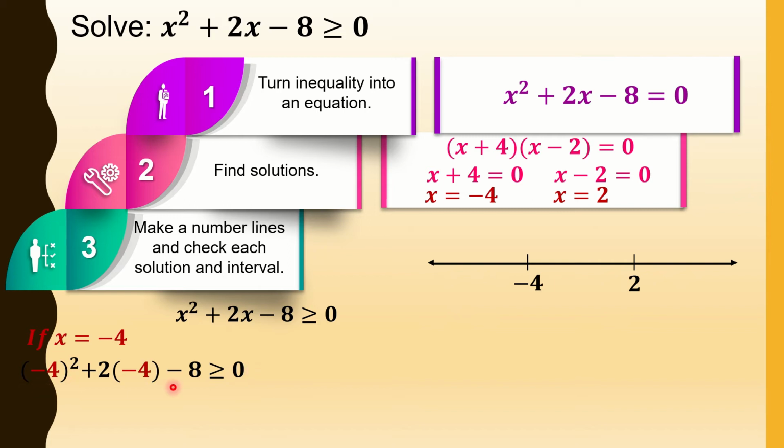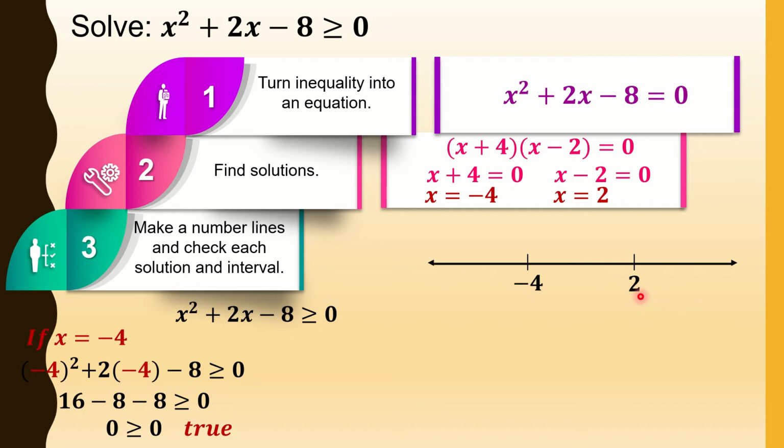Evaluating this, I have negative 4 times negative 4 is equal to 16. 2 times negative 4 is equal to negative 8. And negative 8 for the last one. And 16 minus 8 is equal to 8. And 8 minus 8 is equal to 0. Therefore, 0 is greater than or equal to 0. Or 0 is equal to 0, which means that this solution is true.